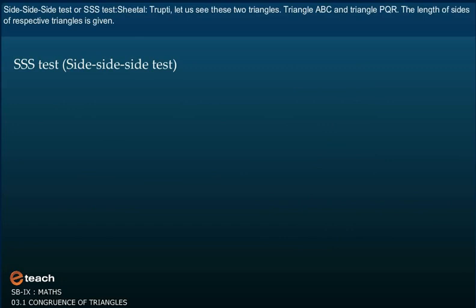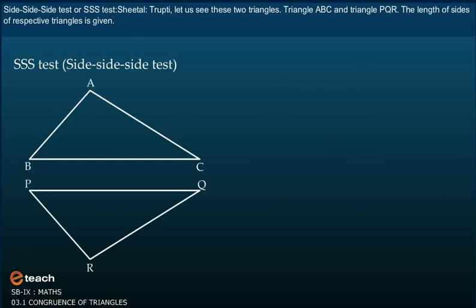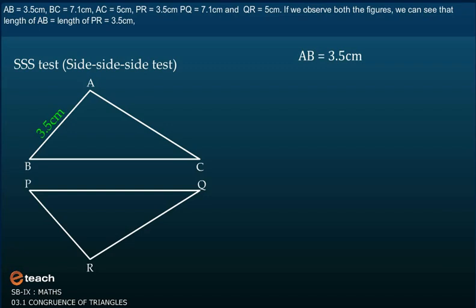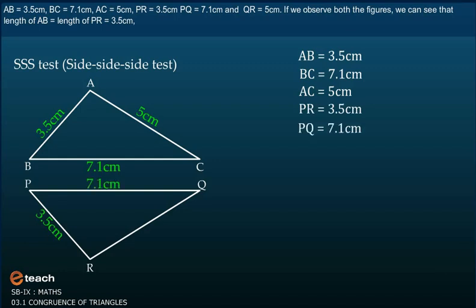Side test or SSS test. Sheetal says, Tripti, let us see these two triangles, triangle ABC and triangle PQR. The lengths of sides of the respective triangles are given. AB is equal to 3.5 cm. BC is equal to 7.1 cm. AC is equal to 5 cm. PR is equal to 3.5 cm. PQ is equal to 7.1 cm and QR is equal to 5 cm.